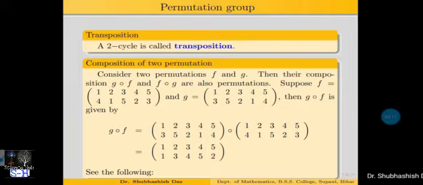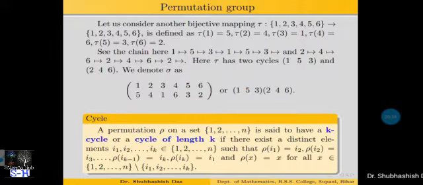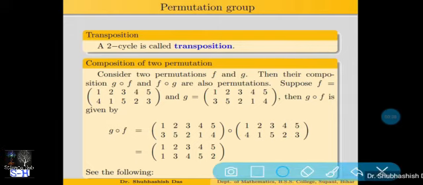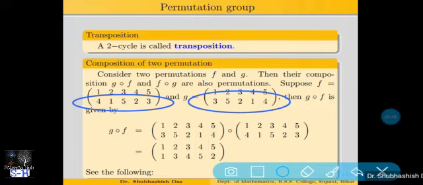Now we calculate how to compose two permutations. Consider two permutations f and g, then their compositions g∘f and f∘g are also permutations, as the composition of two bijective mappings is a bijective mapping again. Let us consider an example. Let f be this bijective mapping, and g be this bijective mapping. Then g∘f is this.